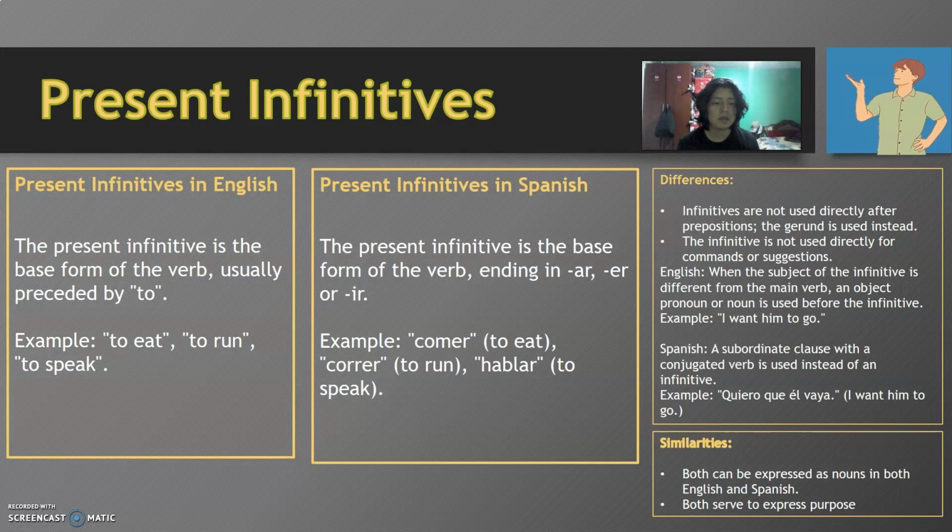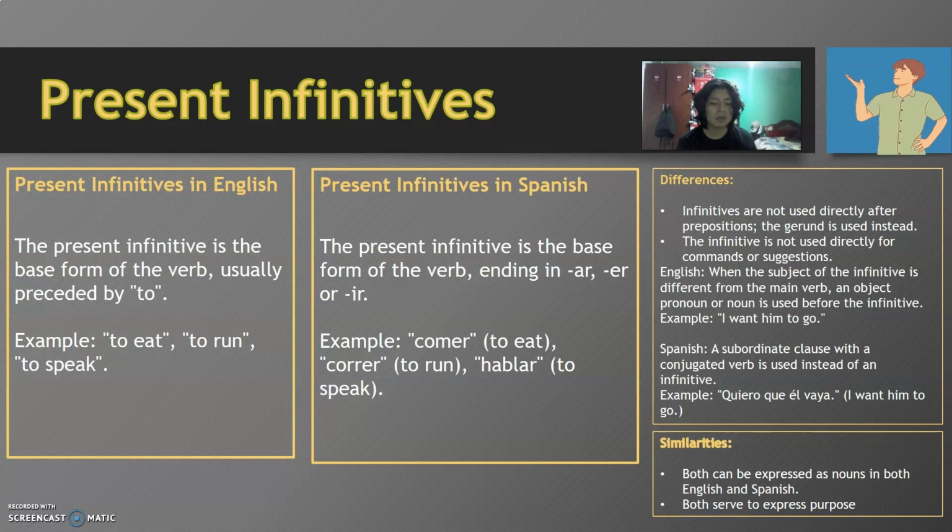Okay, the infinitive is not used directly for commands or suggestions. For example, in English, when the subject of the infinitive is different from the main verb, an object, pronoun, or noun is used before the infinitive. For example, I want him to go. And in Spanish, a subordinate clause with a conjugated verb is used instead of the infinitive. For example, quiero que él vaya.